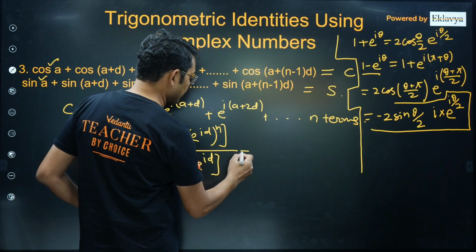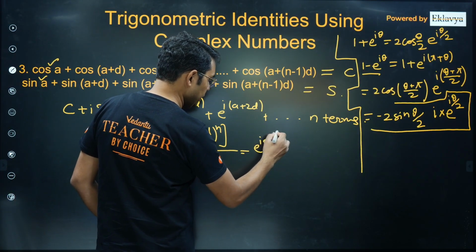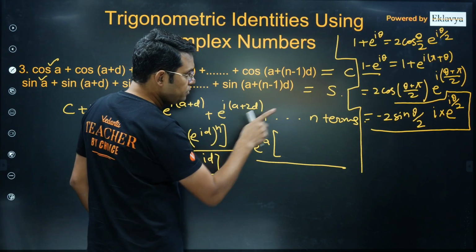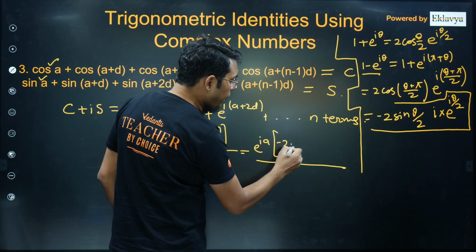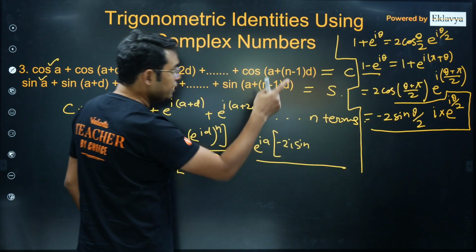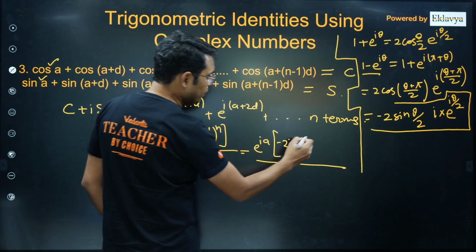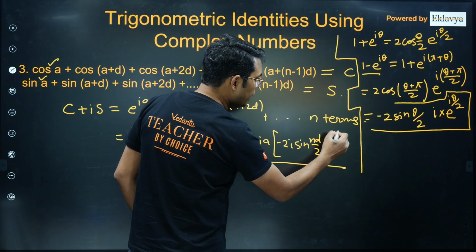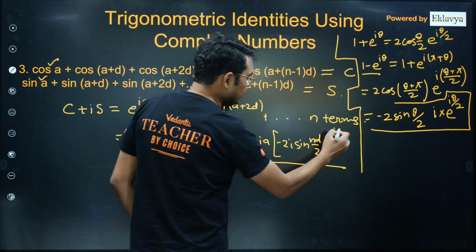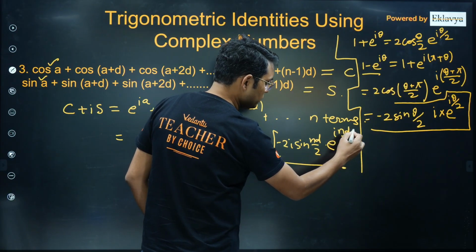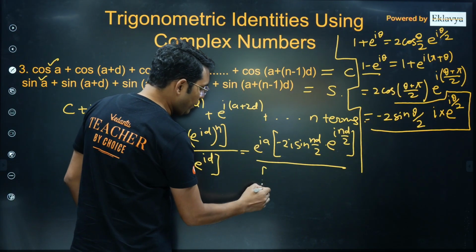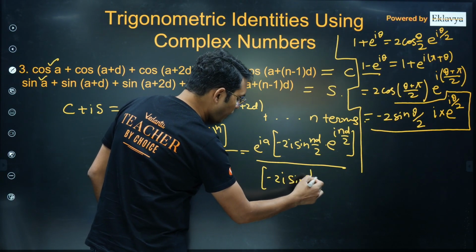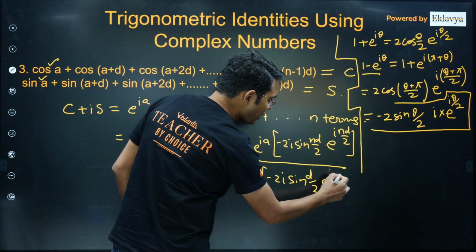So that will become e^{ia}. In the numerator, I can write minus 2i sin of nd/2 into e^{i nd/2}. In the denominator, it will be minus 2i, and then sin of d/2 into e^{i d/2}.